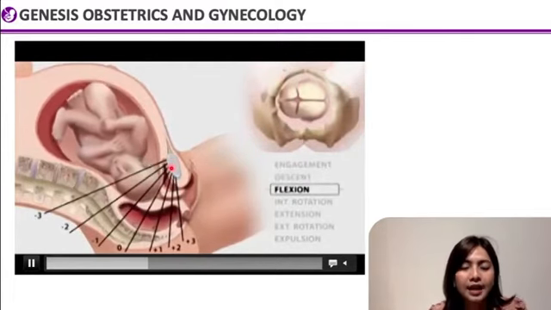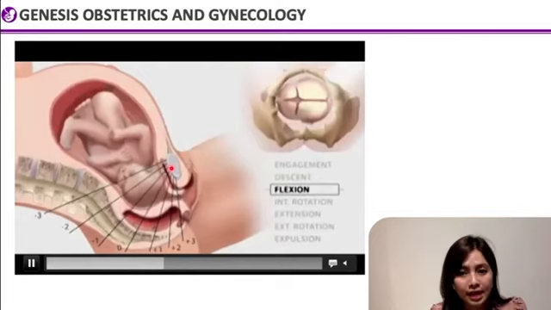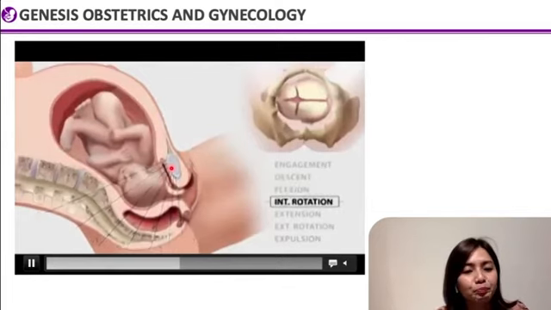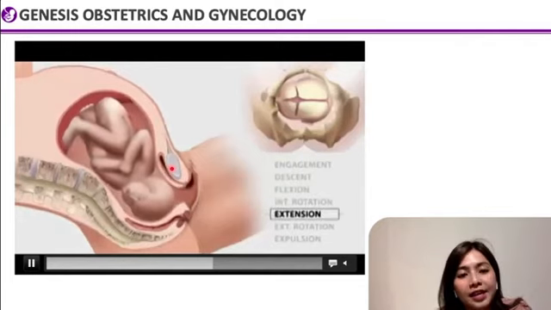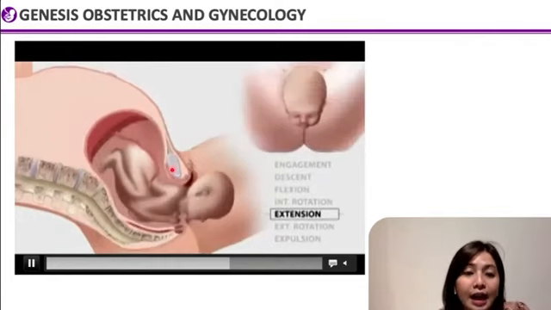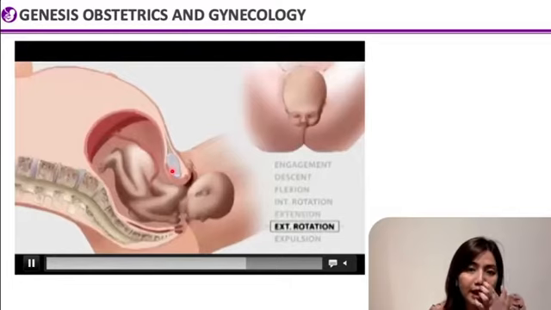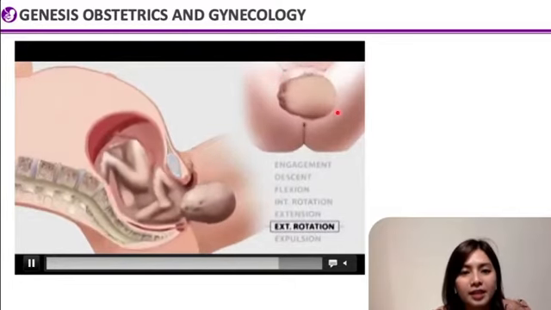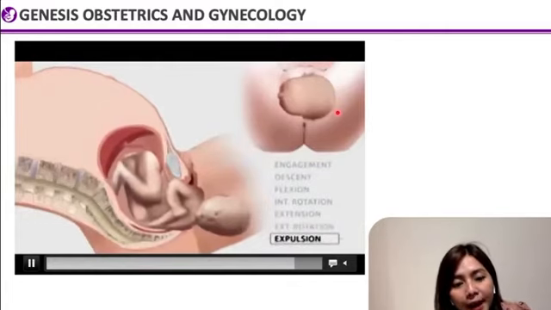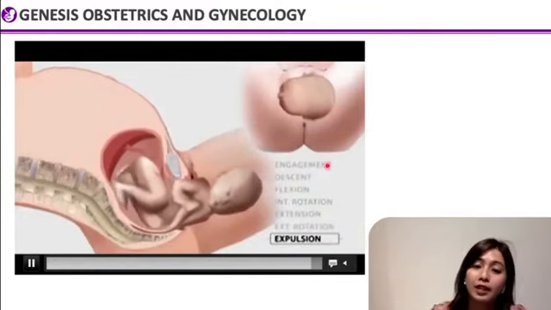And then flexion as the chin moves closer to the chest para mas maliit yung presenting diameter. And then, at the level of the midplane, mag-internal rotation na siya. So iikot paloob yung posterior fontanel. And then, as the head negotiates into the pelvic cavity, it will extend until lumabas siya sa pelvic outlet. And then, look at this part. External rotation, kasi palabas yung ikot ng posterior fontanel. Okay? And then here, you facilitate the delivery of the anterior shoulder, followed by the posterior shoulder. And that's your last cardinal movement of labor, which is expulsion.